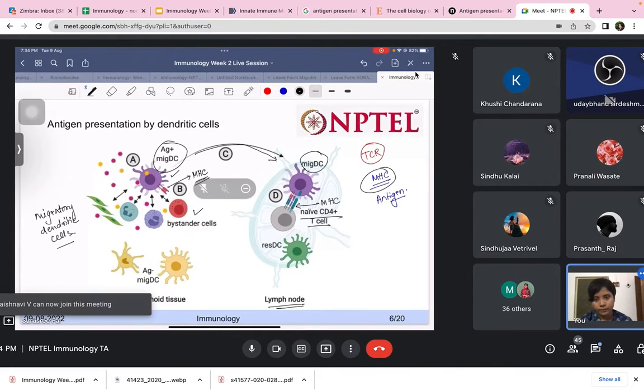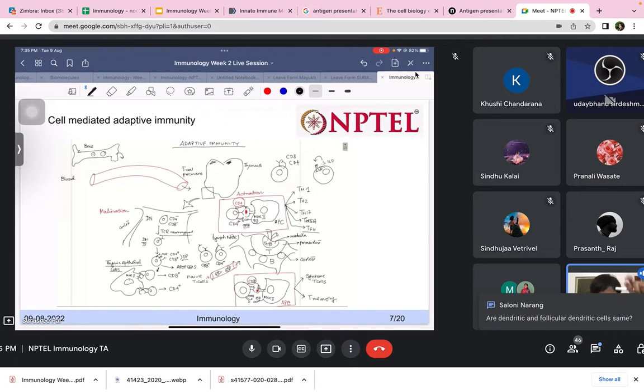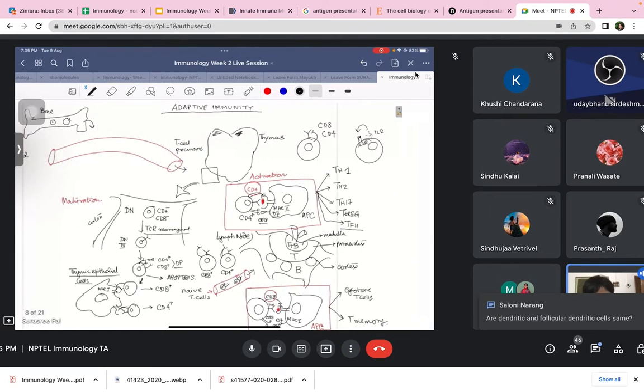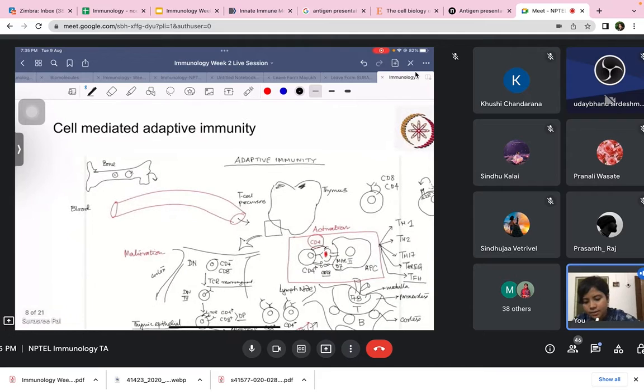All right. So now we will move on to another concept, which is the cell-mediated adaptive immunity. I will be having some question discussion with you also, but before that I just want to brush through some of the concepts which were discussed in this week 2. Now in adaptive immunity, you know that there are two types of adaptive immunity. One is cell-mediated, another is humoral adaptive immunity. What is the difference between these two, we will see.